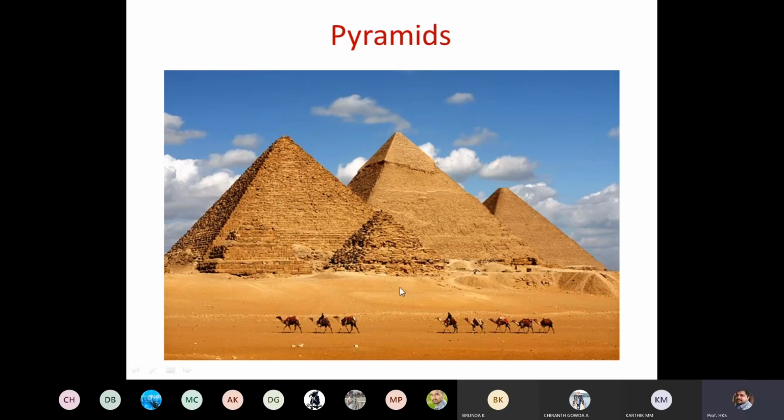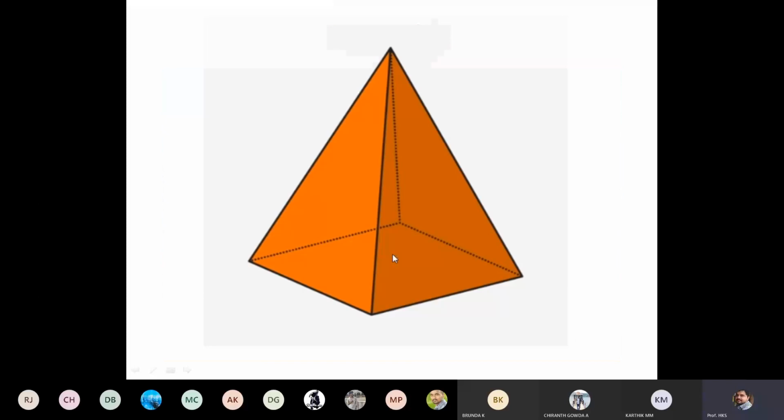Pyramid is a very familiar term to you. What is this? You can see a photograph. These are also pyramids. These are the pyramids in Egypt. Now, before going to the actual problem, in order to understand the given problem statement, you should know how to describe a pyramid.